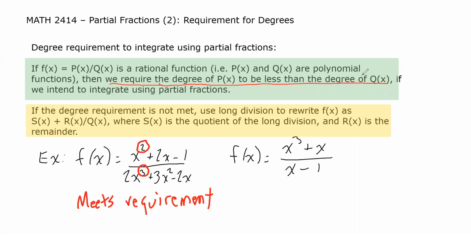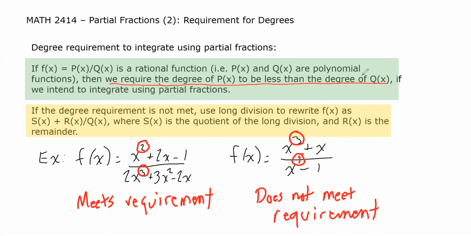But if you'll notice on the second one, f of x equals x cubed plus x over x minus 1, the degree of the numerator is 3, and the degree of the denominator is the implied 1 on that x, and so this does not meet the requirement. Now, both of these are actually functions that we're going to be integrating in this series. The first one is actually ready to begin the partial fraction decomposition process, whereas the second one is not.